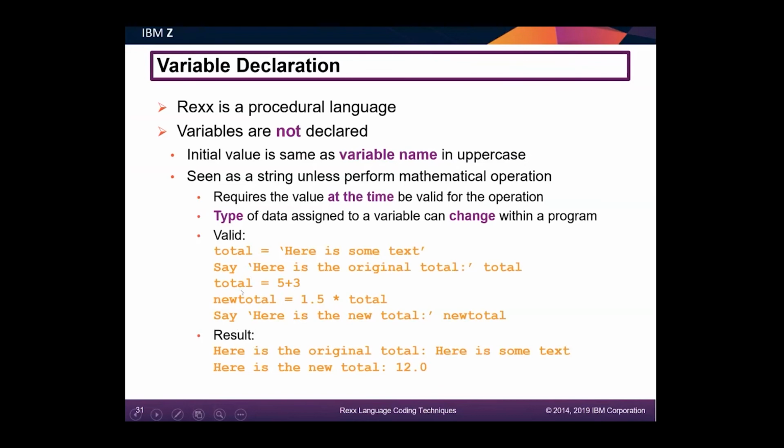So now I've assigned a value of 8 to the variable total that just had a string assigned to it. I do some calculation based on that. Because total is now a number, it's perfectly valid for me to do a mathematical operation, and I assign it to a new variable called new total. And then I use another say statement to put that out on the console as well. So here's my result, here's the original total, and the value of total is here is some text, and here is the new total, which is 12, because that's 8 times 1.5. So it's perfectly valid to change the type of data that's in the variable total throughout the program.